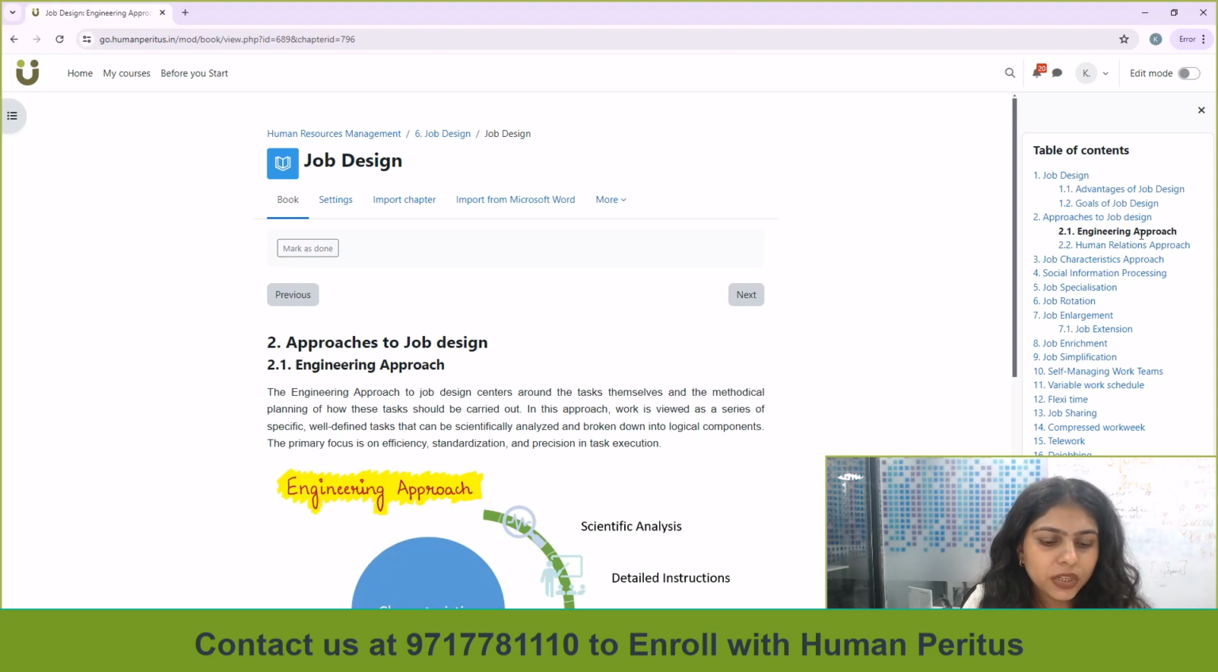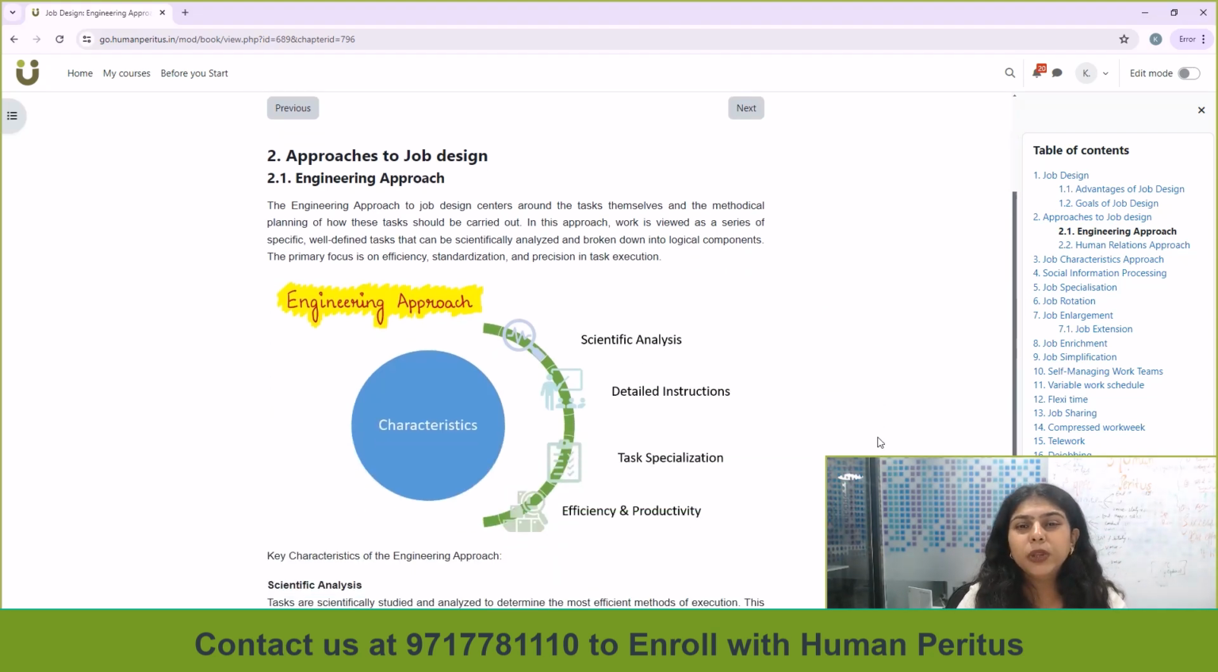Majorly, the engineering approach had a very scientific analysis. A job used to be scientifically studied, and on the basis of that, work arrangements were made for an employee. A job was designed one day prior, and the employee was told what to do, exactly how it had to be done, the methods to be followed, the equipment to be used. All of that was predetermined. It was planned one day before. So the employee had little to no freedom on how they could go about the job.